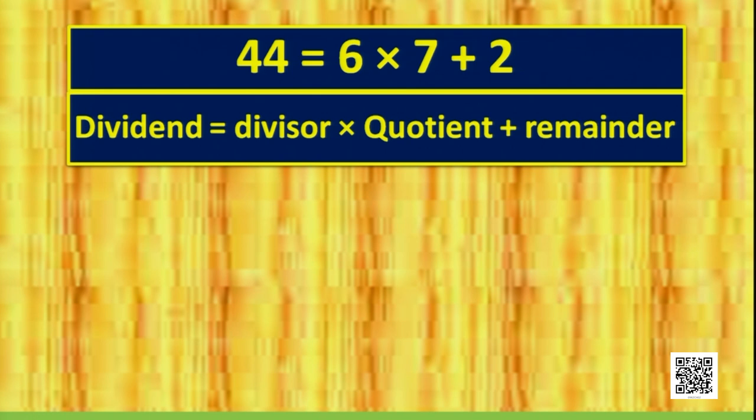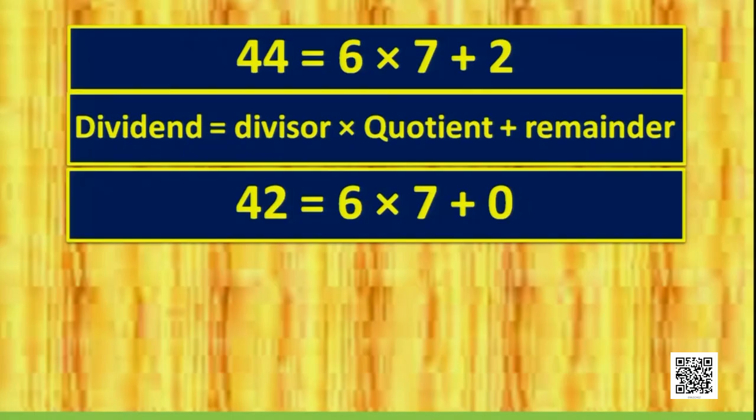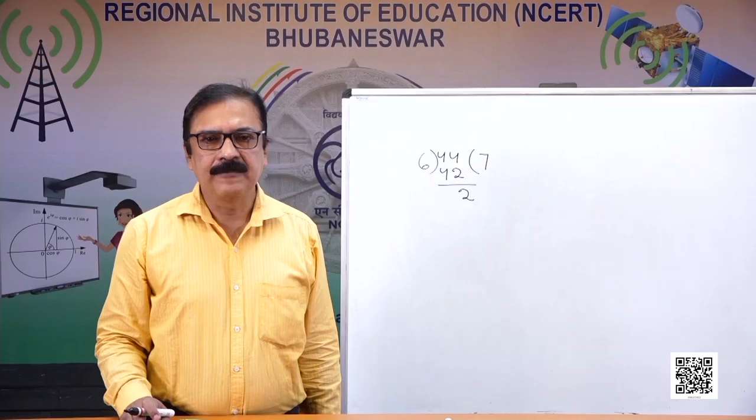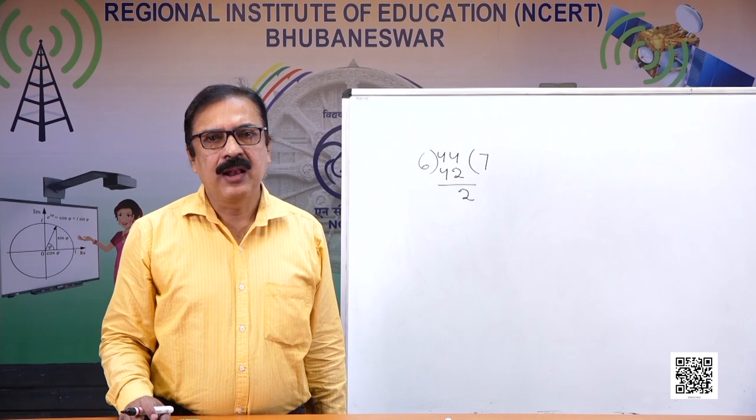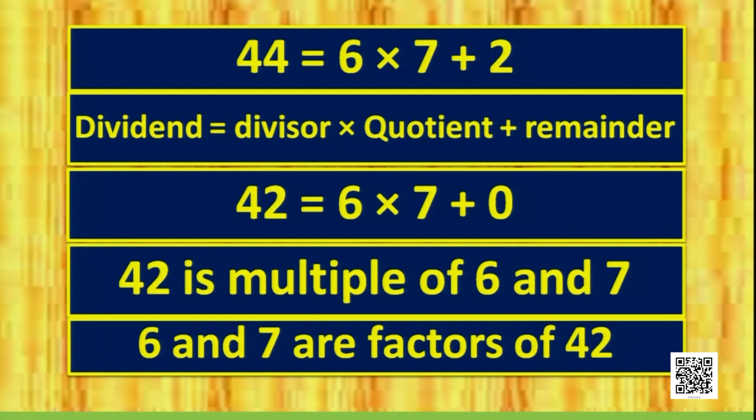Now, let's see. If in place of 44, we take 42, then it becomes 6 into 7. 6 is the divisor and 7 is the quotient and the remainder is 0. If the remainder is 0, then we say that 42 is a multiple of 6 and 7. So, 6 and 7 are also named as the factors of 42. So, in the case of numbers, we follow a certain rule.